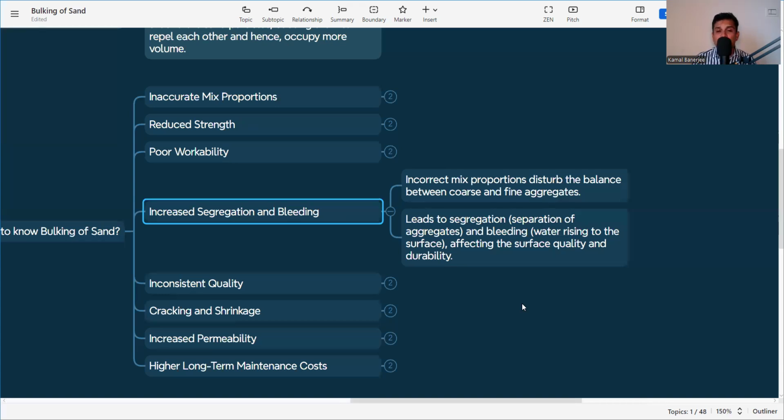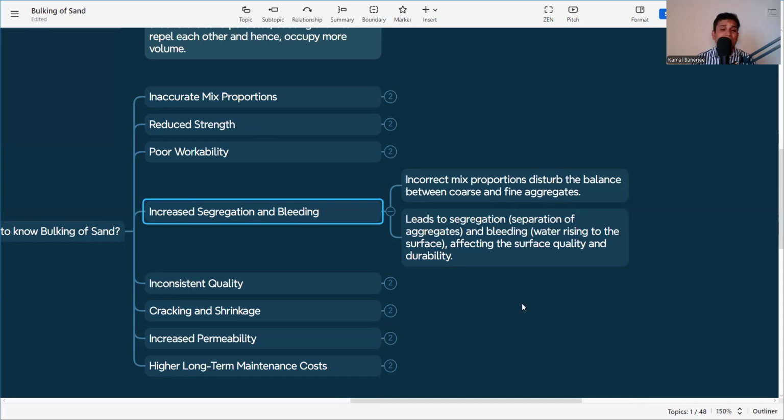What is segregation and bleeding, what are the factors affecting it, and what is the best practice to avoid segregation and bleeding? I have made a detailed video. The link is there in the description. Please check, you will get full information. So the bulking of sand also has an effect on increased segregation and bleeding.